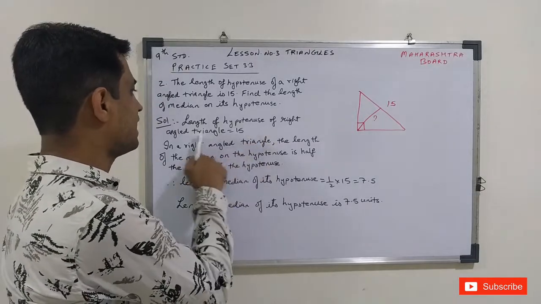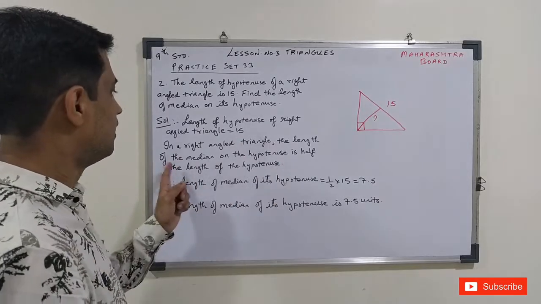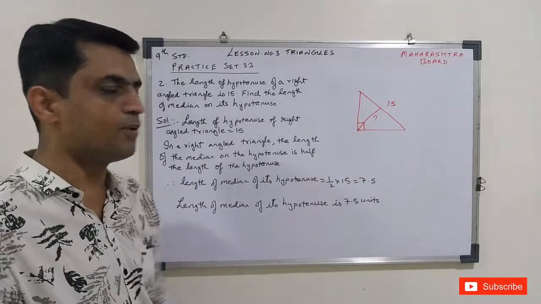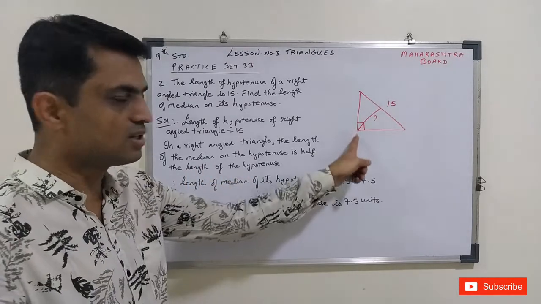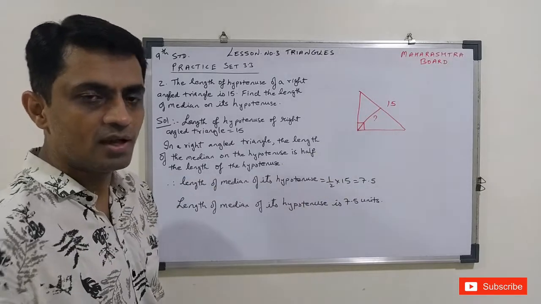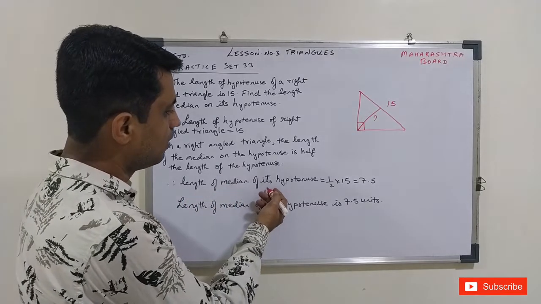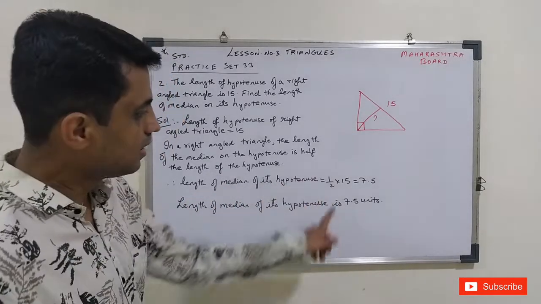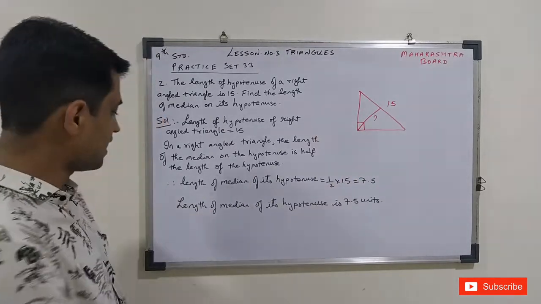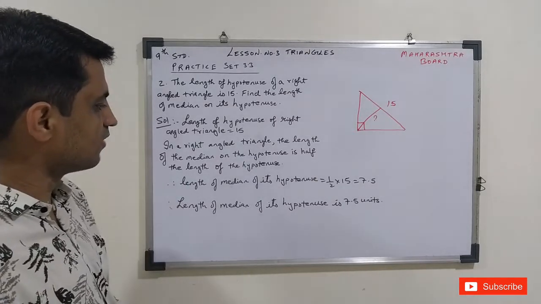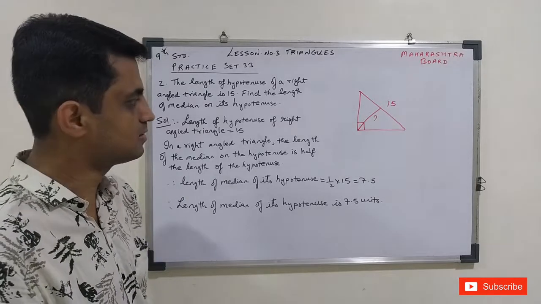So the length of the hypotenuse of the right angle triangle is 15. Now what property do we know? In a right angle triangle, the length of the median on the hypotenuse is half of the hypotenuse. Yes or no? So directly we can apply it. The length of the median on the hypotenuse is half into 15. What is half into 15? 7.5. So therefore the final answer, the length of the median on its hypotenuse is 7.5 units.